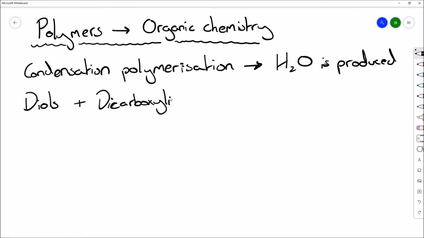Now, condensation polymerization occurs between what we call diols and dicarboxylic acids. A diol is a double alcohol, and a dicarboxylic acid is a double carboxylic acid.